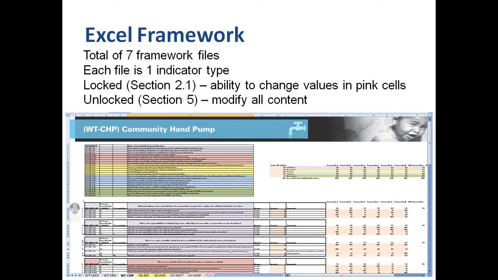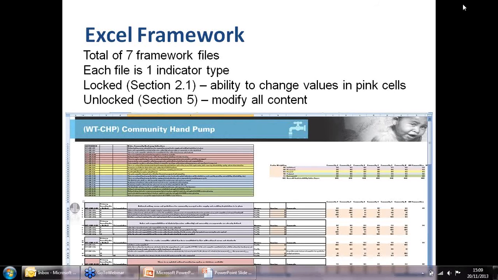So the Excel frameworks, there are a total of 7 framework files, and each file is for one specific indicator type. There are 7 locked files, which are found in section 2.1, and these have the ability to change only the content in the pink cells. Basically this is going to allow you to see the aggregation process. It allows you to adjust the weighting factors found at the top, as well as the scores used for the different indicators and sub-indicator values. And then in section 5, in the resources section, are the unlocked spreadsheets, which allow you to modify all content.